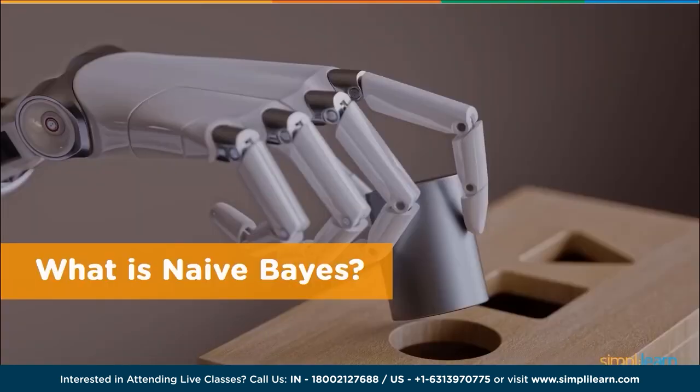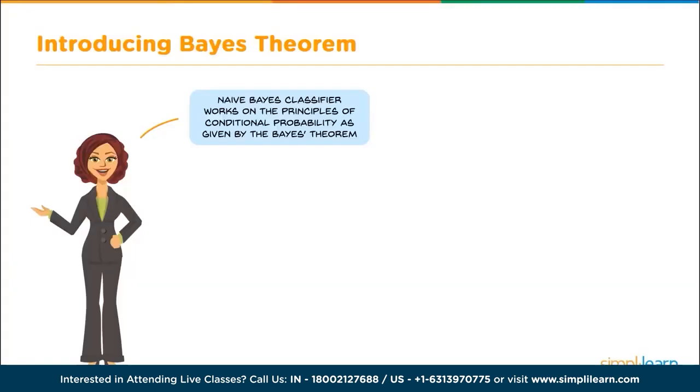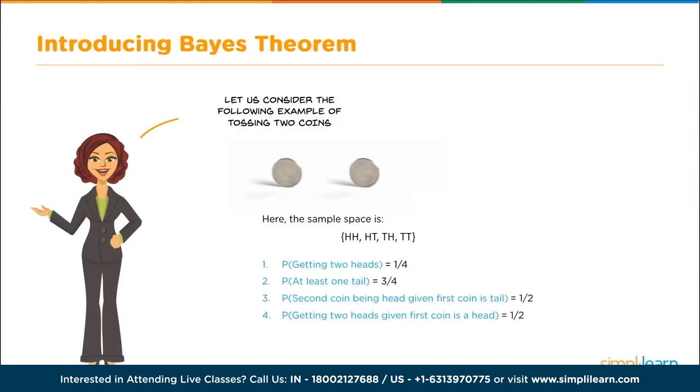What is Naive Bayes? Let's start with a basic introduction to the Bayes theorem, named after Thomas Bayes from the 1700s, who first coined this in the Western literature. Naive Bayes classifier works on the principle of conditional probability as given by the Bayes theorem. Before we move ahead, let us go through some of the simple concepts in the probability that we will be using. Let us consider the following example of tossing two coins.